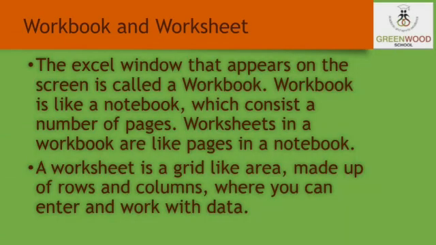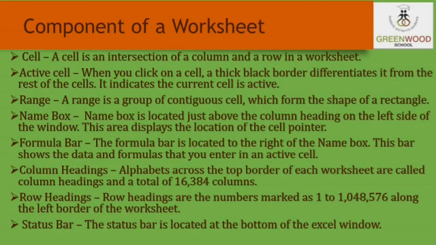The Excel window that appears on the screen is called a workbook. It is assigned a temporary name Book 1. A workbook is like a notebook which consists of a number of pages. Worksheets in a workbook are like pages of a notebook. A worksheet is a grid-like area. By default, an Excel workbook displays 3 worksheets at the bottom with the names Sheet 1, Sheet 2 and Sheet 3. We can add any number of worksheets in a workbook according to the limits of memory available on a computer.